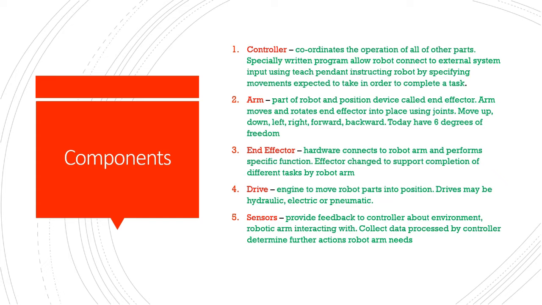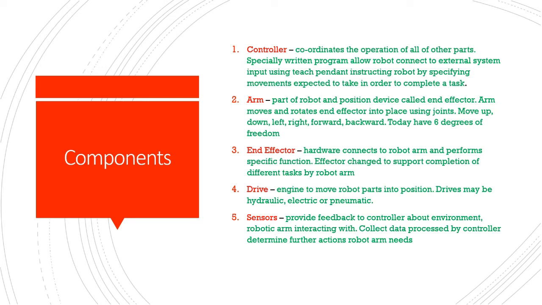So what is this end effector thing then? Well, it is hardware that connects to a robot arm and performs a specific function. The effector can be changed to support the completion of different tasks by a robot arm. The drive is the engine that moves the robot parts into position, so it basically makes the arm move and then allows this end effector to be used. So drives may be hydraulic, electric, or pneumatic.